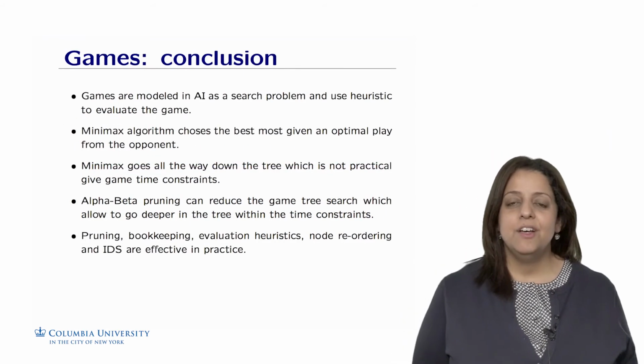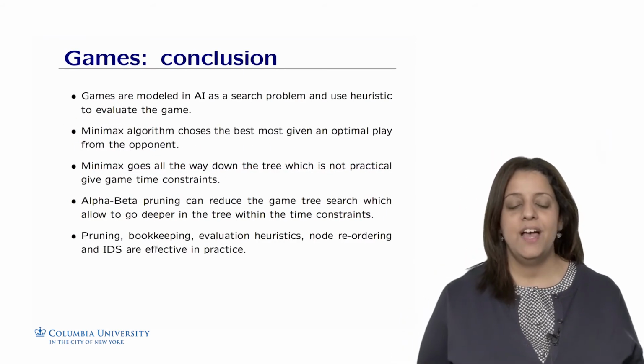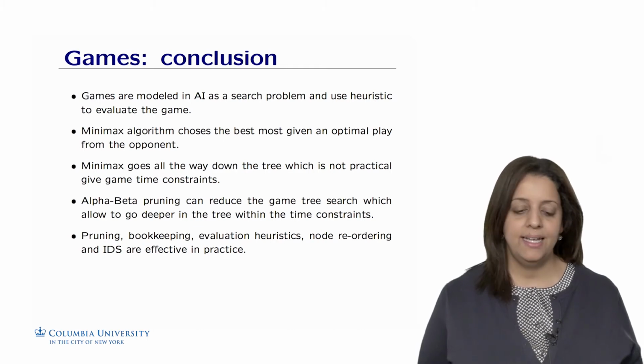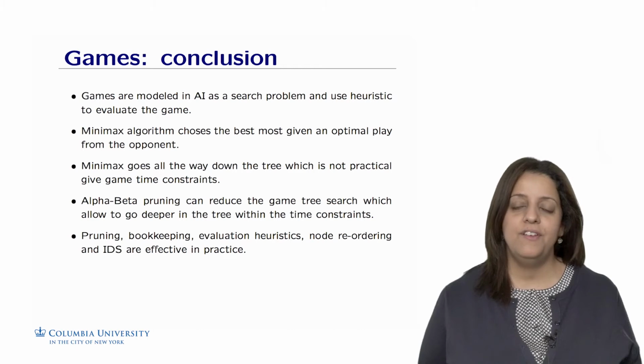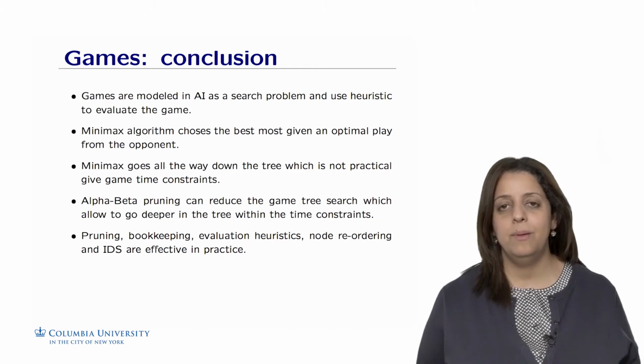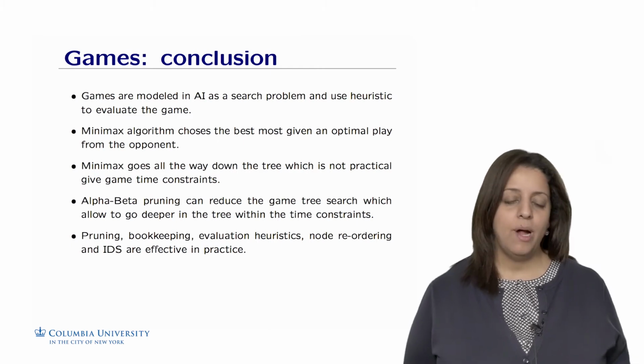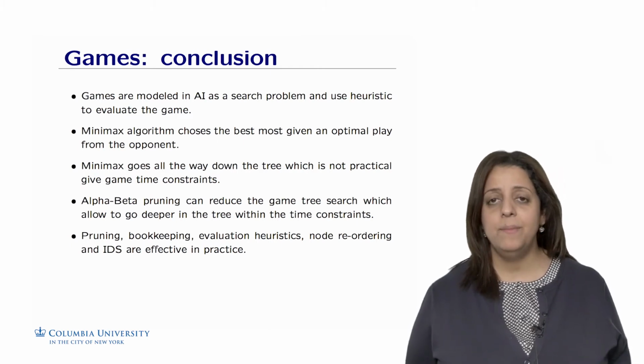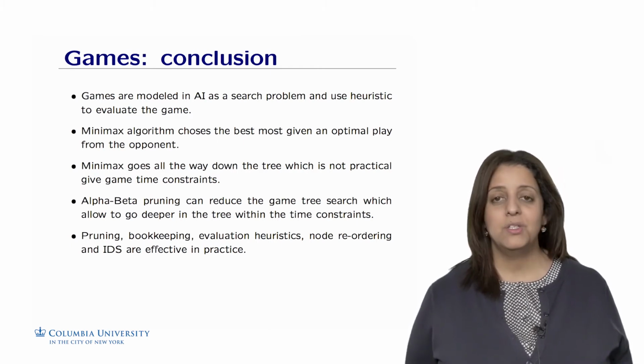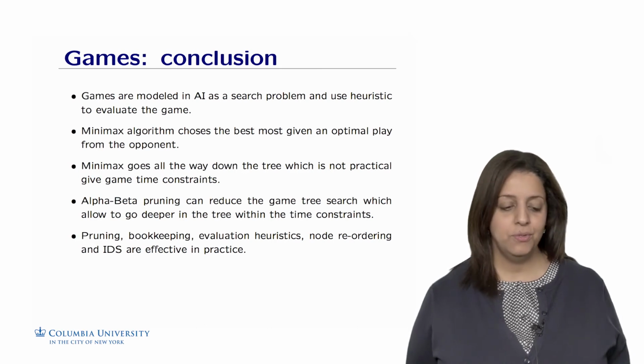We are reaching now the end of the adversarial search lecture, in which we have seen that games are modeled in AI as search problems and use a heuristic to be able to evaluate the game. So it's a complicated problem for AI, but it has proven to be actually a problem that's solvable for many complex games such as chess or Go. So we have good algorithms for those.